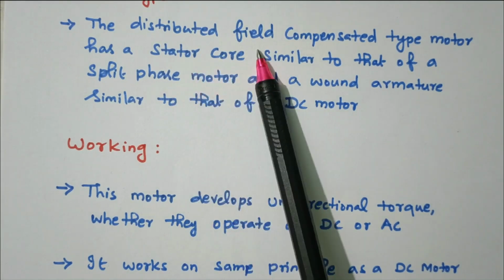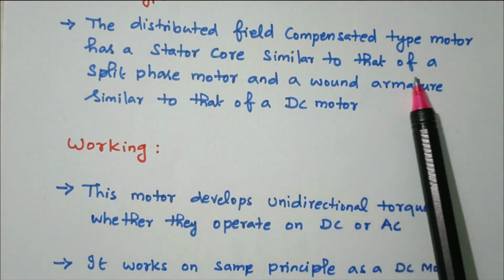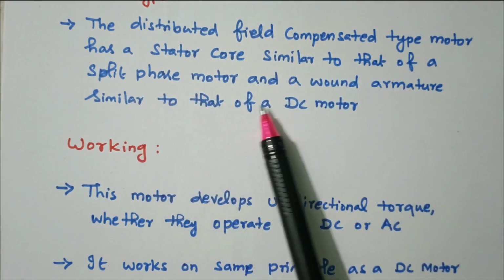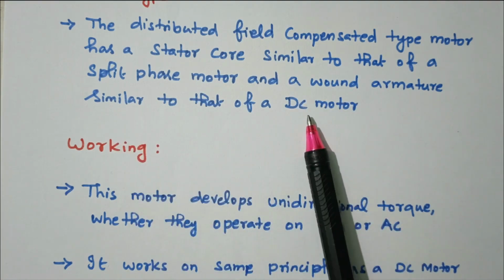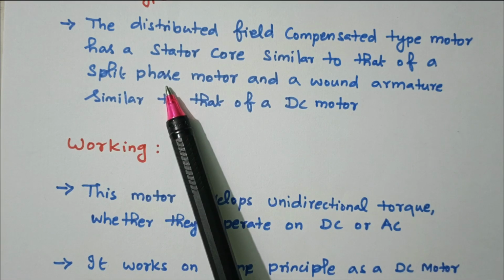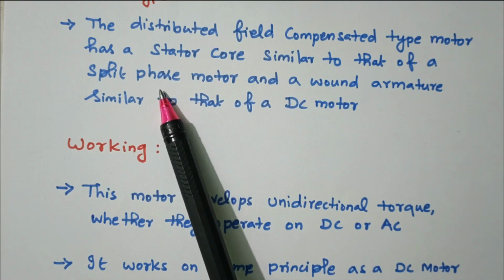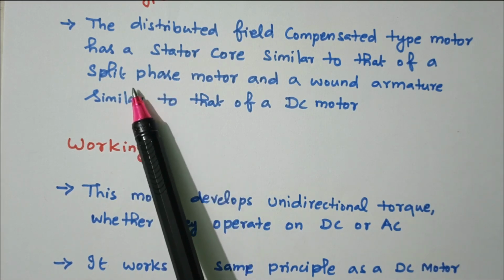The distributed field compensated type motor has a stator core very similar to that of a split phase motor and a wound armature similar to that of a DC motor. Right? So the stator core is of split phase type. Split phase means having two poles, two phases. In an induction motor we have split phase, because in single phase we cannot create the rotating magnetic field. Minimum two windings are needed. So the winding is split.